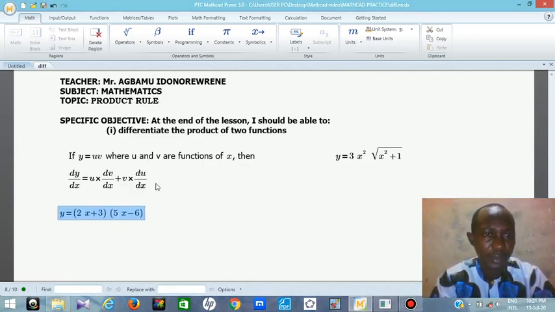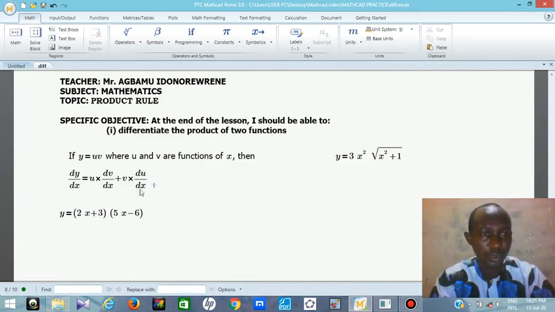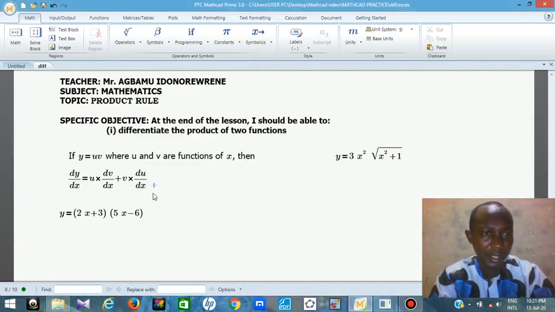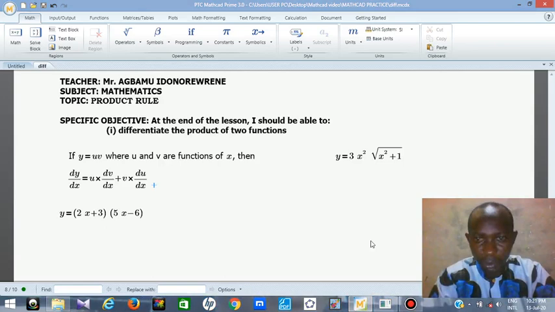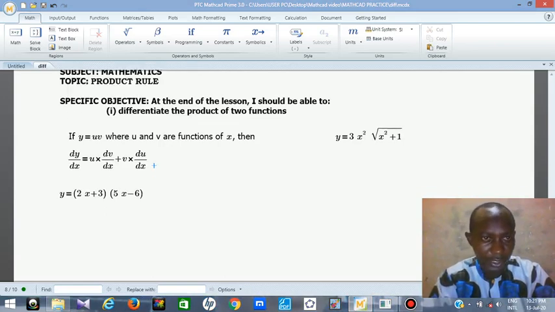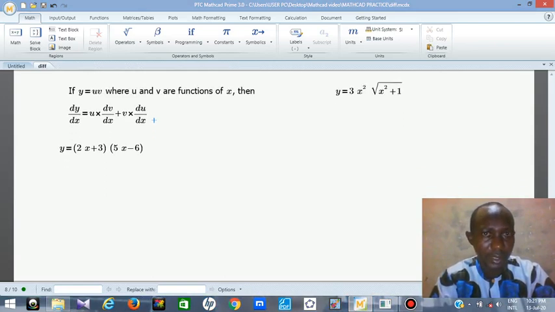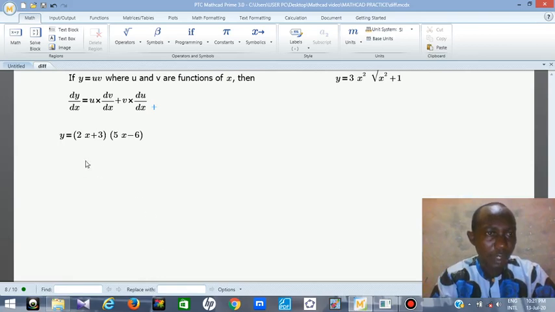So whenever you hear product rule, this is what we mean by product rule. Take note of this, just like chain rule we did the other time. So take note of chain rule, take note of product rule, take note of function of a function, just like that. So if I want to differentiate this question now, how am I going to differentiate it?